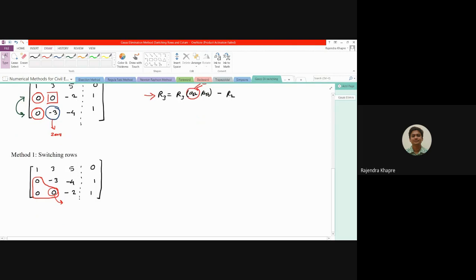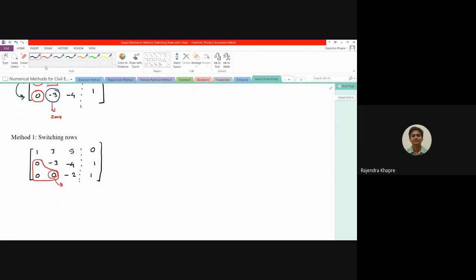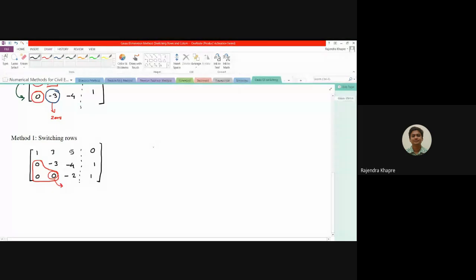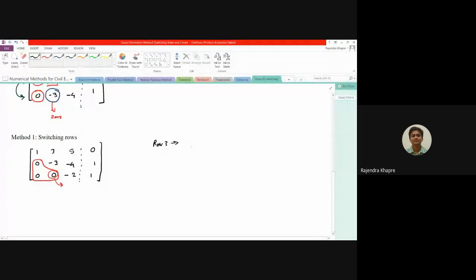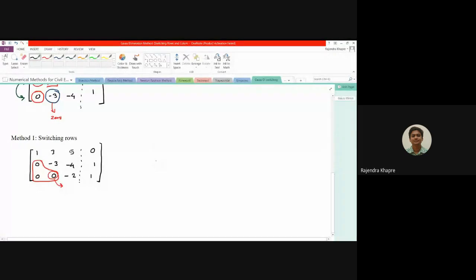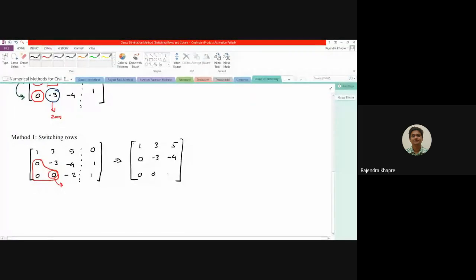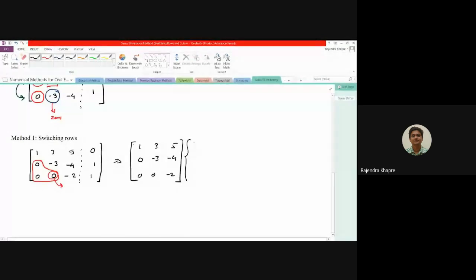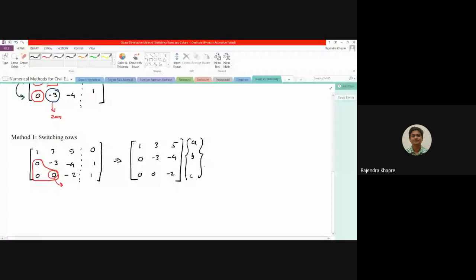So let us try to find the solution using the method of back substitution. In back substitution, we start with row 3. Or rather, I should write the matrix so that it will be better. In matrix form, it will be 1, 3, 5, then 0, -3, -4, then 0, 0 and -2. Here you will have a, b and c, and this will be equal to 0, 1 and 1. Now you can use the method of back substitution over here.